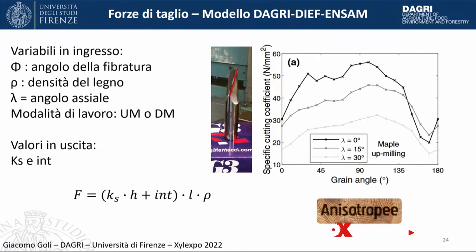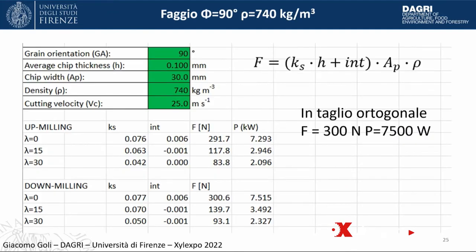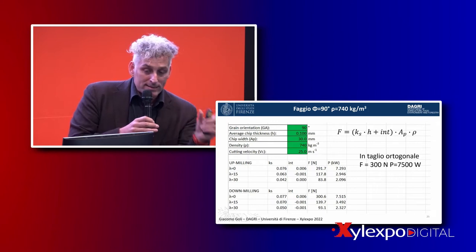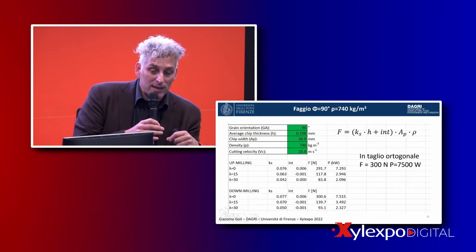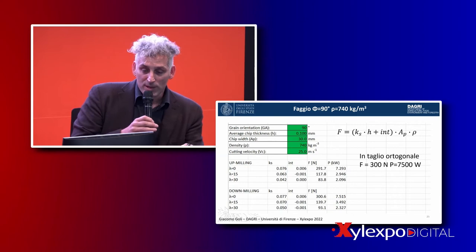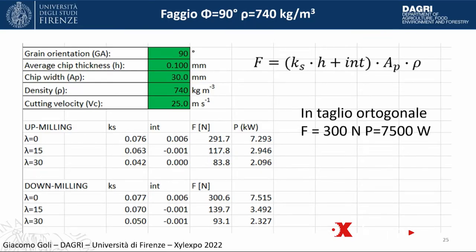I could spend hours, but what does the model tell me? Two coefficients, KS and INT, and my formula is F, the thickness of the chip, L, the width of the chip, and it tells me what force I need to cut the chip. Graphically shown here. On the top, I have grain orientation, 90 degrees. Chip thickness 0.1 mm, chip width 30 millimeters, density 740 kilograms per cubic meter, cutting velocity 25. Then, depending on up milling, down milling, the different lambdas, I have up peaks and down peaks that change, just by changing the lambda of the milling tool.